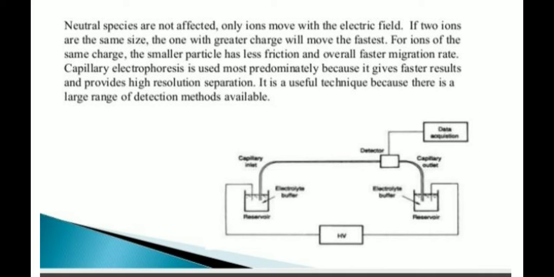Then neutral species are not affected, and only ions move with the electric field; some have a neutral charge, so they do not get affected in electrophoresis. If two ions are the same size, the one with the greater charge will move the fastest, because the separation is on the basis of the charge. For ions of the same charge, the smaller particle has less friction and overall a faster migration rate.